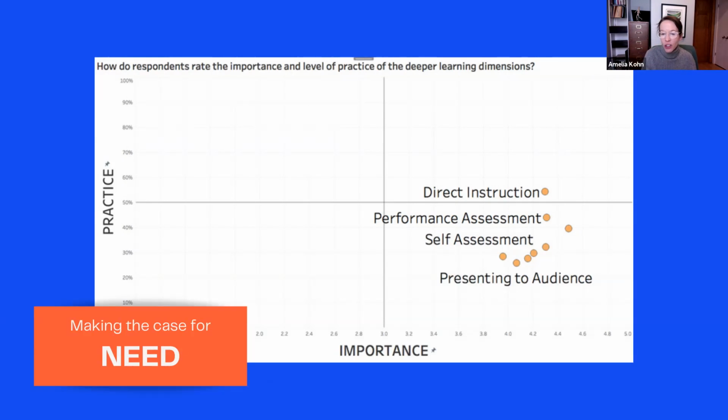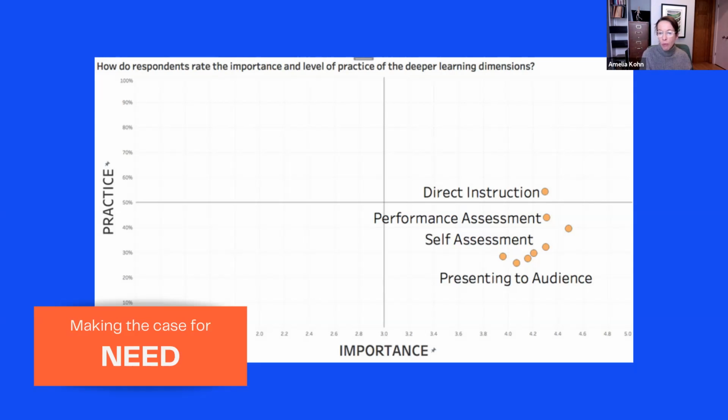So I created this chart for a client of mine who was working with a number of school districts to implement what they call deeper learning strategies. And the first thing they did when they started their work was to survey principals and teachers at the schools involved in the project and ask them questions to ascertain how important each of these deeper learning strategies were to them already and how often they already put these strategies into practice. And this chart shows the overall results for all the principals and teachers who completed the survey.